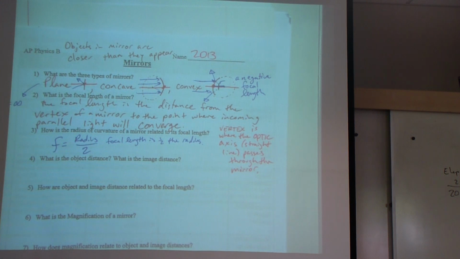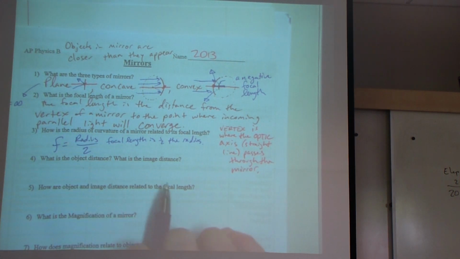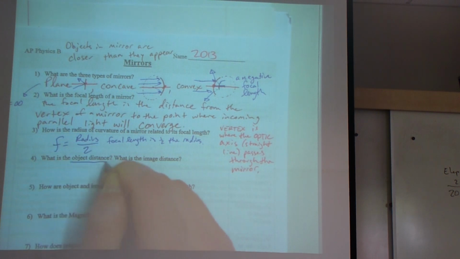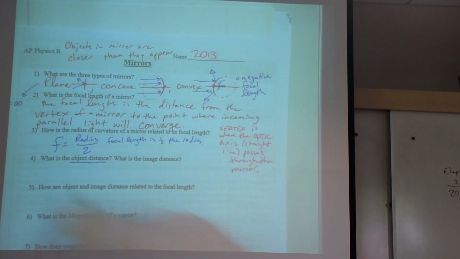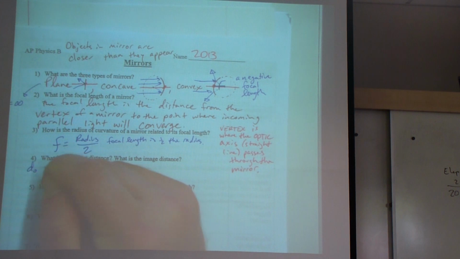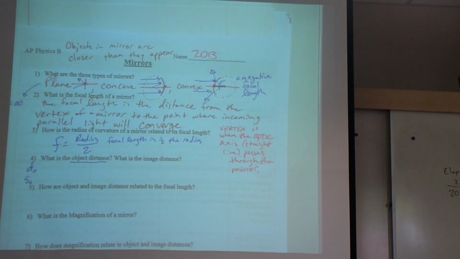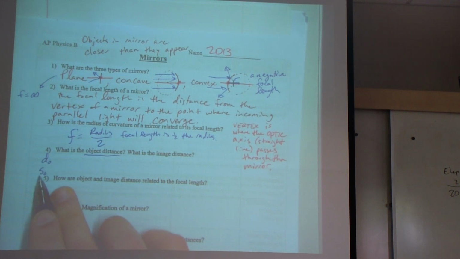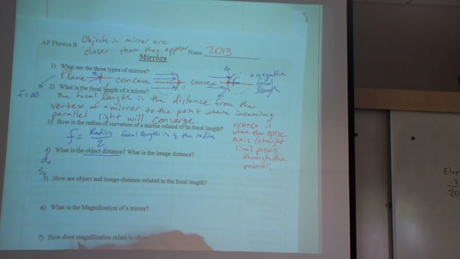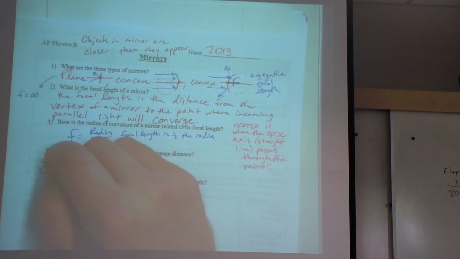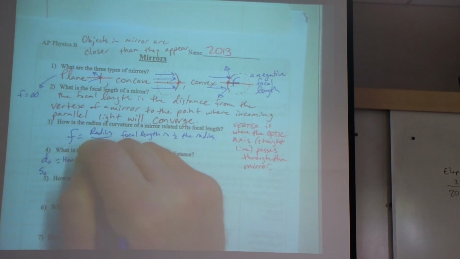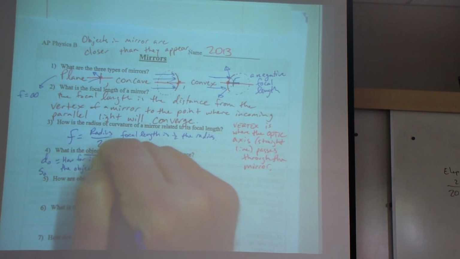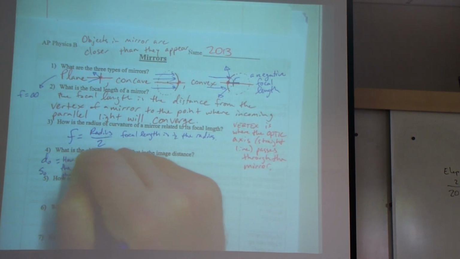Okay? What is the object distance? What is the image distance? The object distance, we're going to abbreviate this. We're either going to use DO or SO, depending on the book that you use. D indicates distance, S indicates distance, and the O means object. So this is basically how far the object is from the mirror.